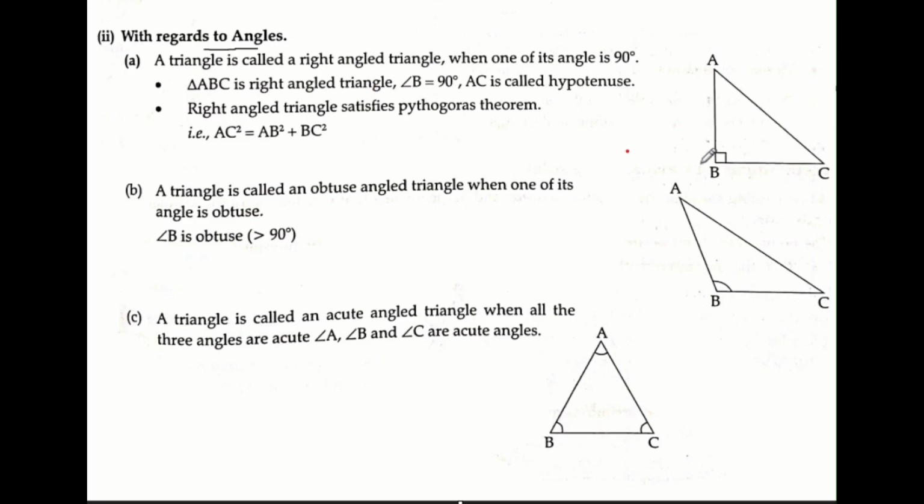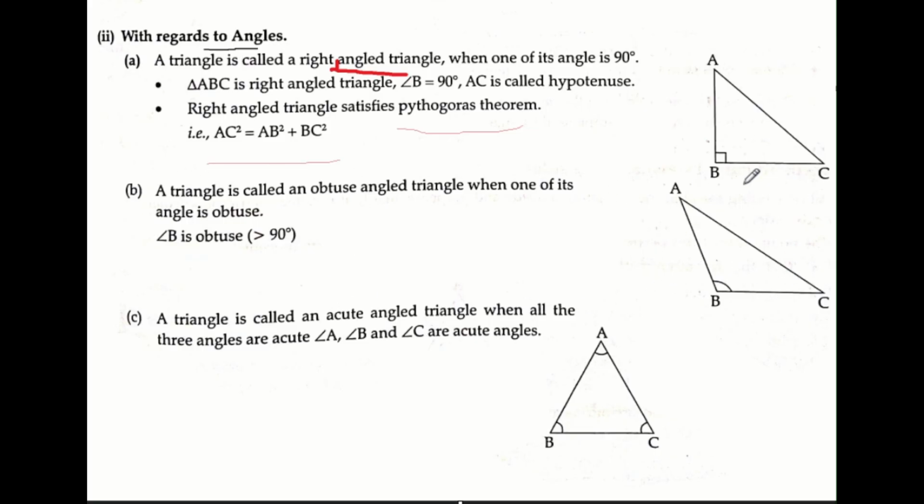If you are calling a triangle a right angle triangle, it means one of the angles should be 90 degrees. This is a right angle triangle. You can see your angle B is 90 degrees. Then only you can call it a right angle triangle. So in triangle ABC, angle B is 90 degrees, and the side opposite to the 90 degrees is AC, which is the hypotenuse. So of course by Pythagoras theorem we all know AC square equals AB square plus BC square.